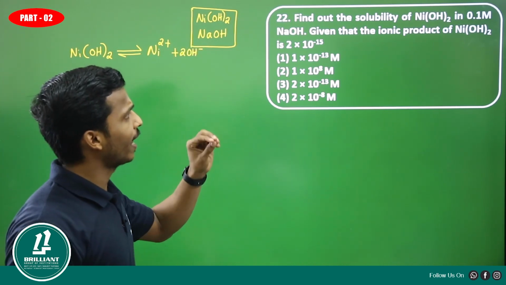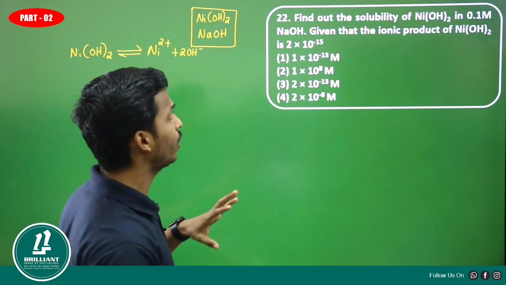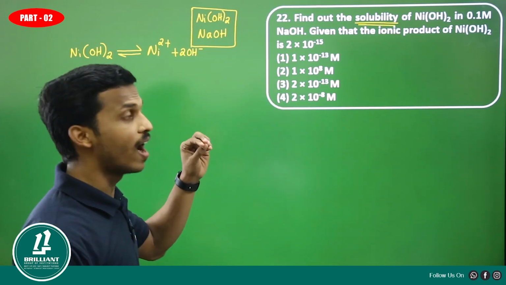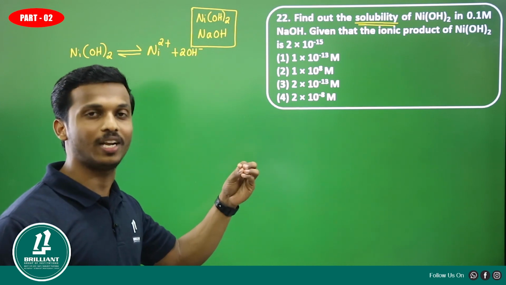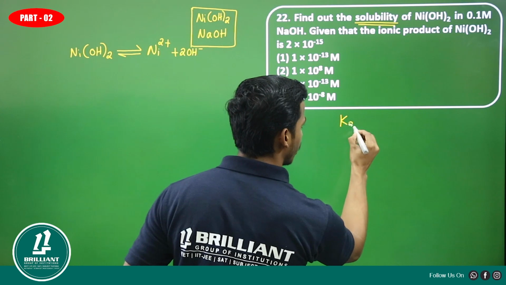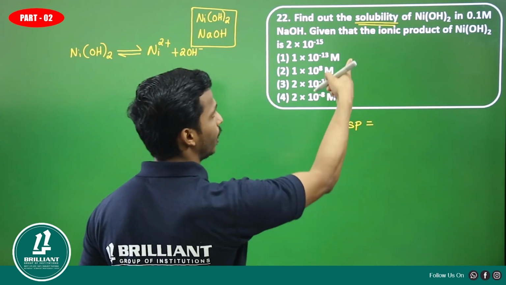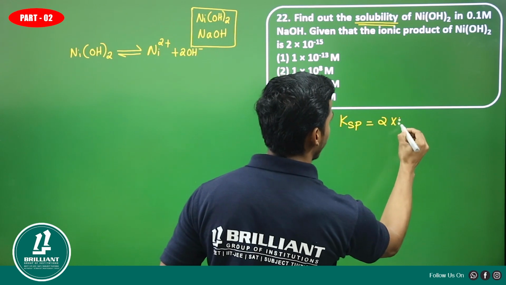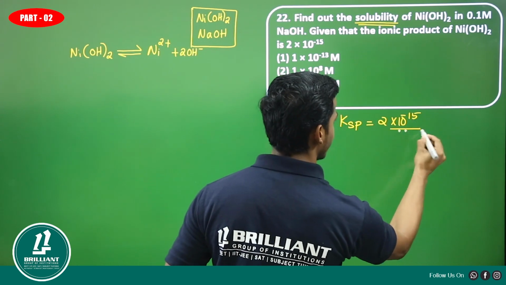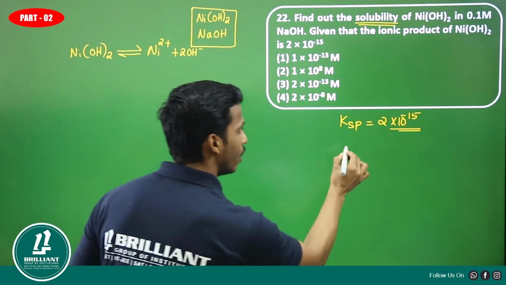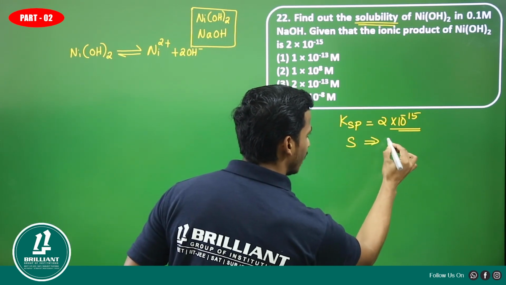Now, what do we need to find out here? Solubility, we need to find out. What is given here? The solubility product is already given. What is the representation? Ksp. The solubility product or ionic product is given here. The value is 2 into 10 to the power minus 15. That is the value given. We have to find out the solubility S.